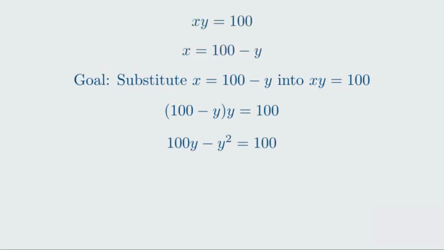Notice that this new equation is a quadratic equation. This makes sense, as we started with a linear and a quadratic equation, and our substitution has led us to a single quadratic equation. We've done the hardest part. We've transformed our system into a single quadratic equation. Now, we just need to solve this quadratic equation for y. Our equation is 100y minus y squared equals 100.